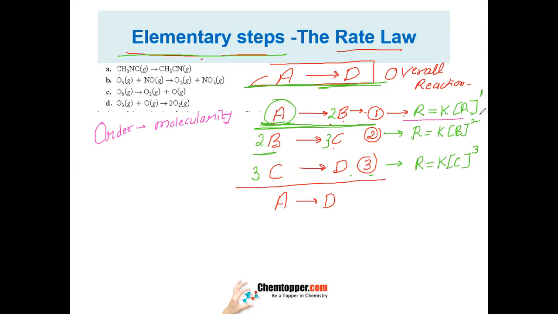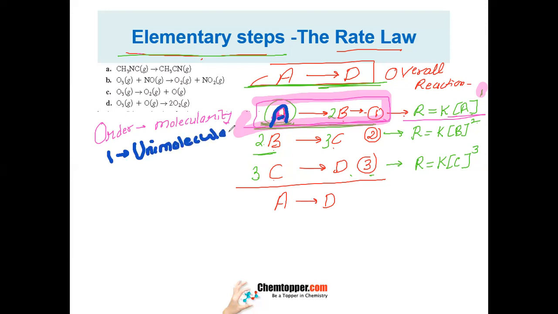So what's the order here? For the first step, what's the order? This one. 1. 1 means molecularity is also 1. You can see that only one molecule is involved. Only one molecule is involved for the product formation. So this is a unimolecular reaction. If the order is 1, we call it unimolecular.